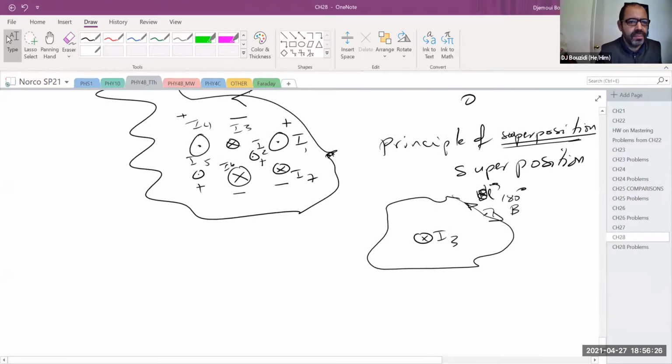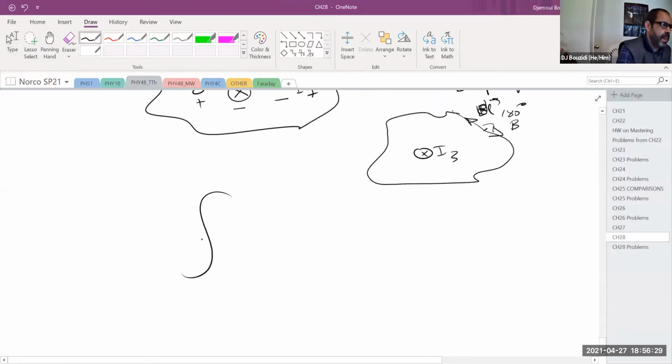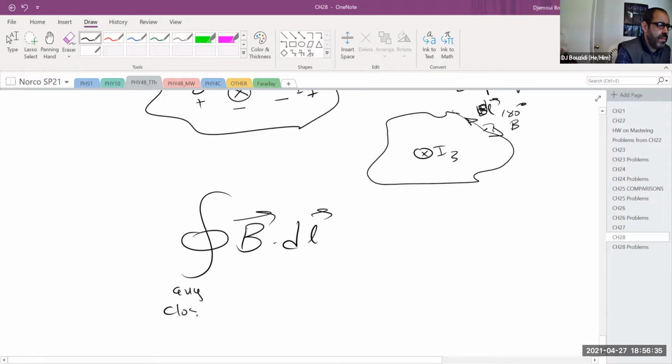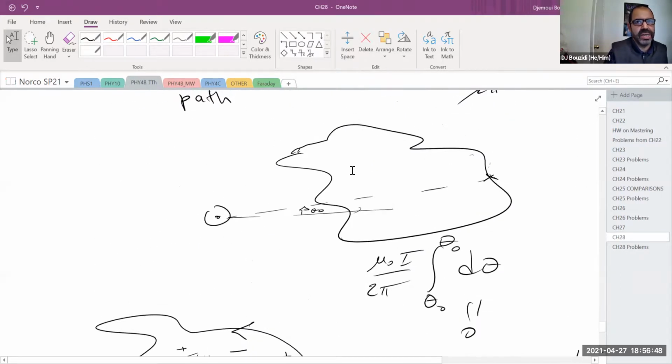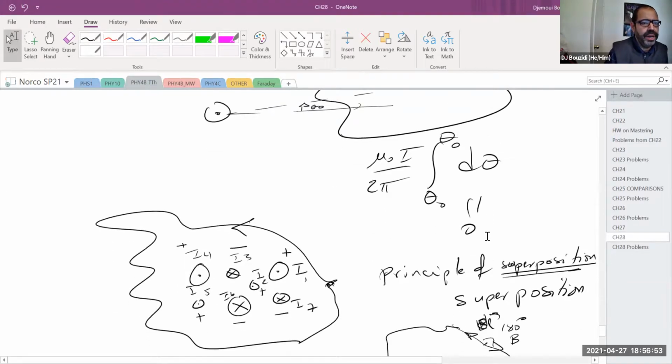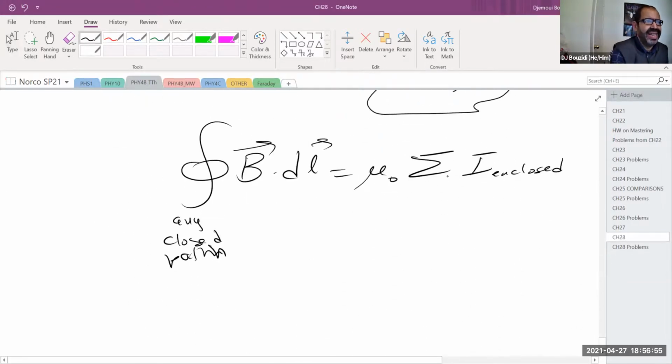And at the end, you're going to end up with the circulation of the entire magnetic field, due to all of these currents, on any closed path being simply equal to mu naught times the sum of the currents enclosed. Any current that is outside gives you zero contribution. Any current that is enclosed gives you this one, and this is an algebraic sum.